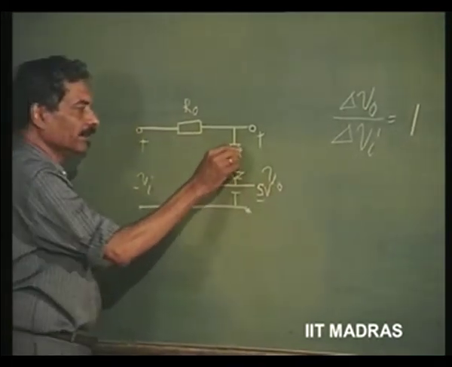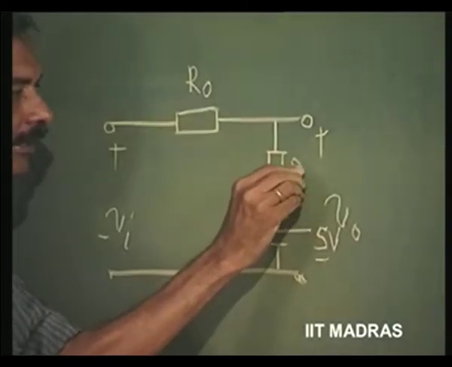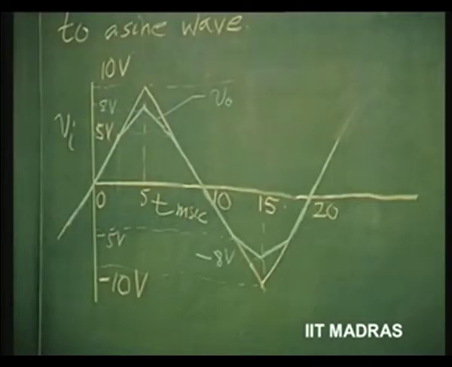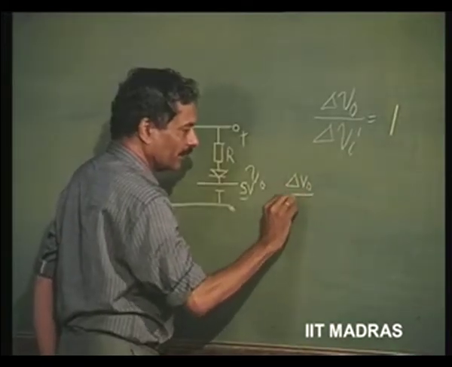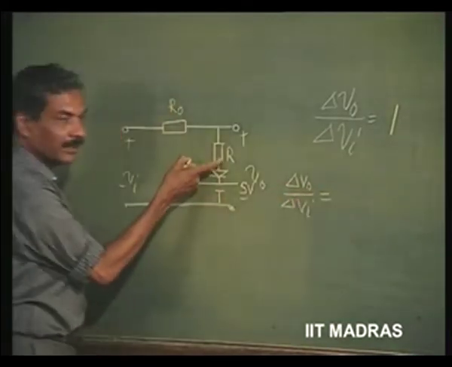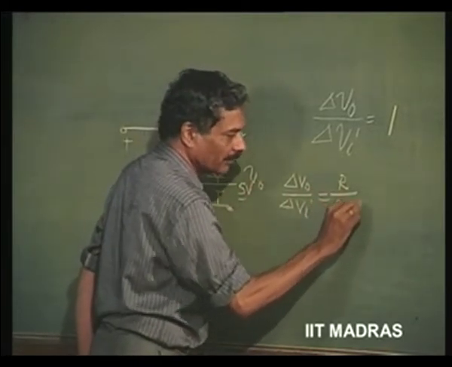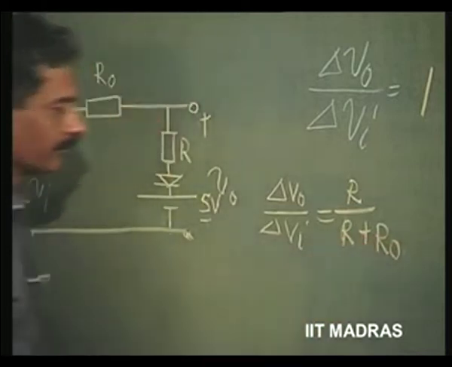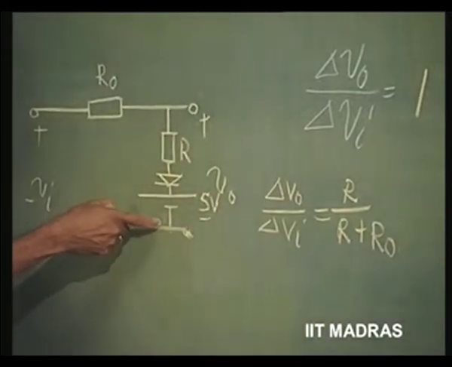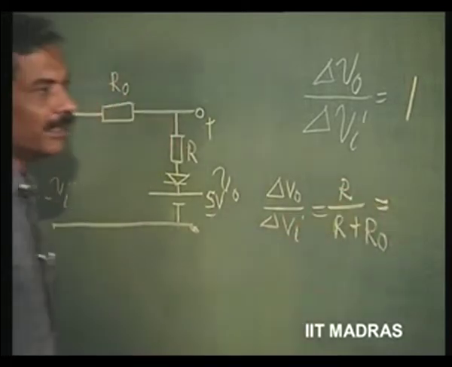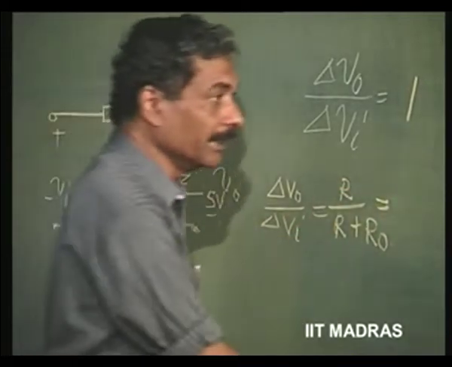So, we have this resistance, let us say R, coming into picture as soon as this output voltage becomes equal to 5 volts. What should be the slope? The slope should be thereafter delta V naught by delta Vi, which is nothing but R divided by R plus R naught, because the diode is a short circuit thereafter. So, slope is changed to R by R plus R naught. Let us find out what the slope should be.